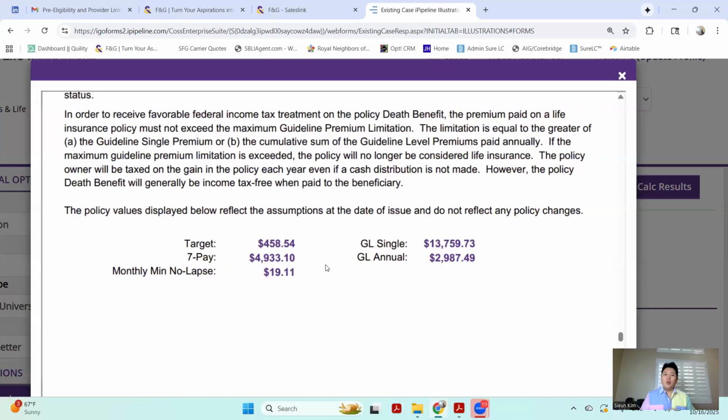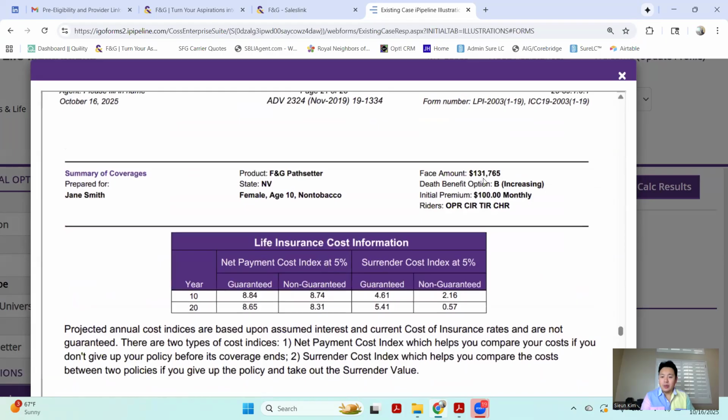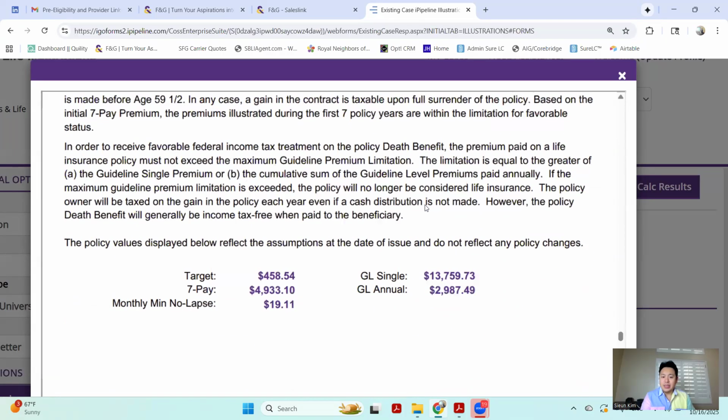So understand what the client is looking for upfront and leave enough room so that the client can pay more money into it and let this grow even more. That's how you determine if option A or option B might be more suitable. Option B is great, but at the same time, when we use max accumulation and income, it forces the death benefit to be as low as possible at $131,000. The ceiling is only $4,933 a year.